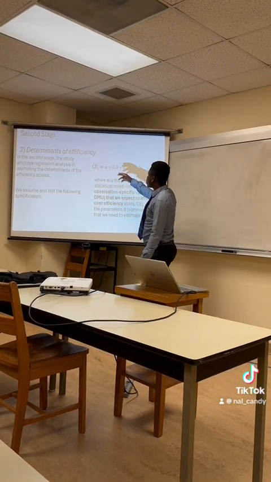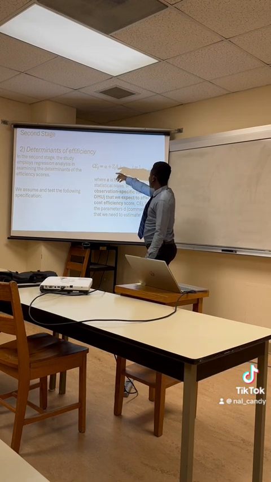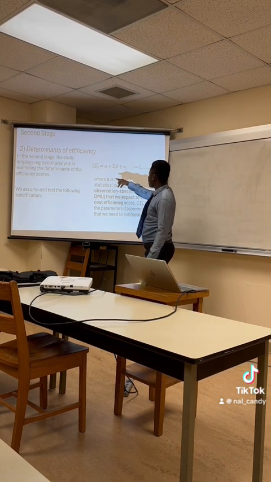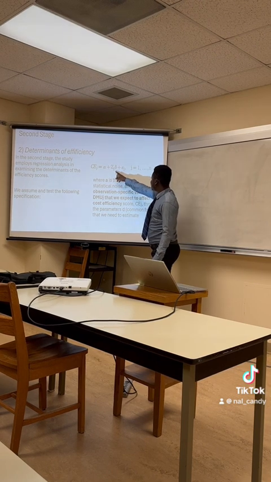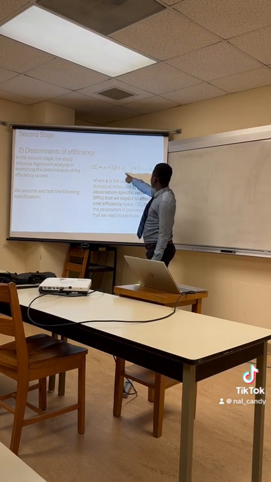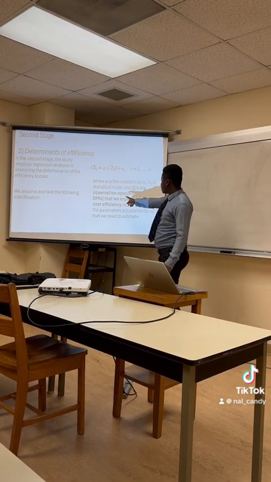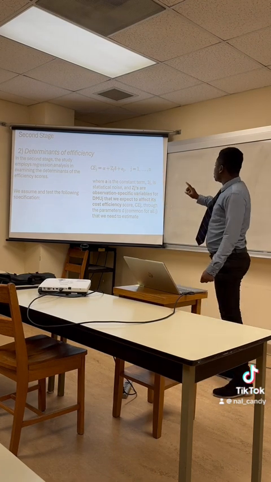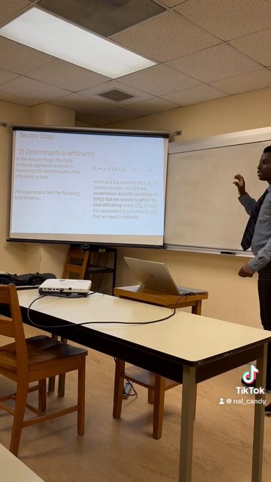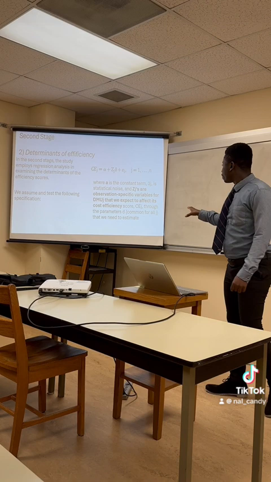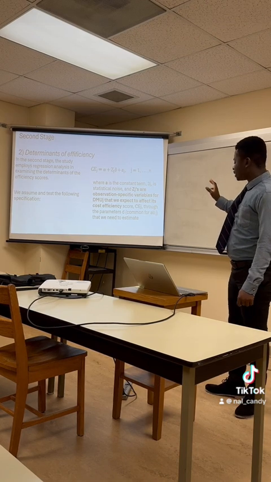So we're saying that cost efficiency is equal to A, which happens to be the constant term, and Z, and also the noise. Now Z is the observation, the specific variables that we are making a decision based on. All right, so that's what we are focusing on.